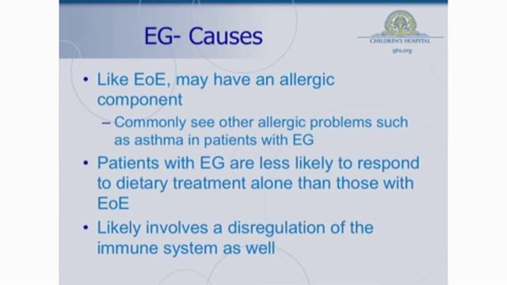But we do know that people with EG are less likely to respond to dietary elimination than people with EE. That doesn't mean none of them do, but a lower proportion of them do. So that, to me, implies that it's not just strict food allergy, or just not strict allergy in general, but that there's kind of multiple factors that come into play, and one of those is probably some problem with the immune system itself, a dysregulation of the immune system itself.